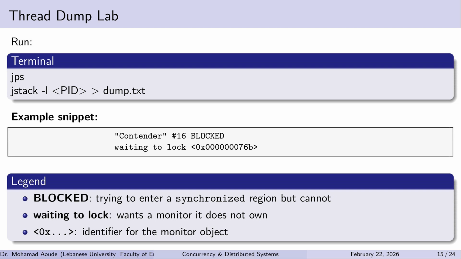With jps and jstack, we can inspect real thread states. Blocked means a thread is trying to enter a synchronized region but cannot. It's waiting for a monitor. "Waiting to lock" tells you it wants a monitor it does not own, and the 0x value is an identifier for the monitor object. This is runtime evidence of contention.